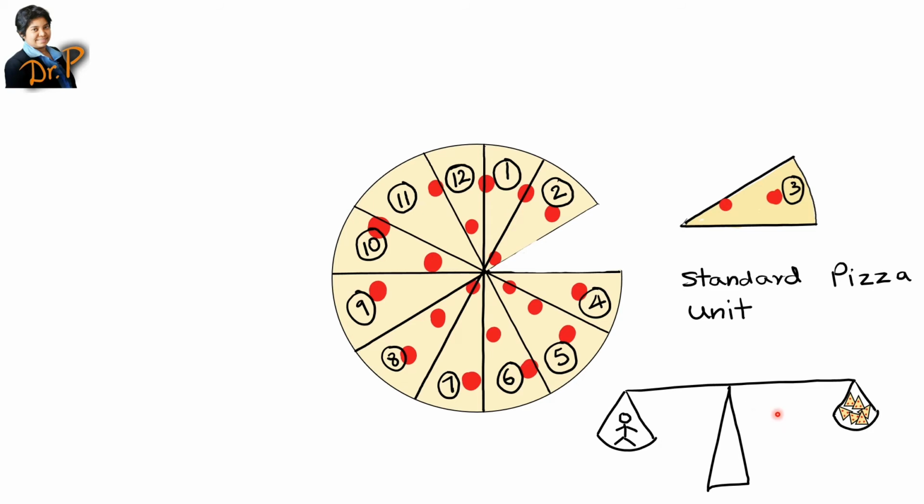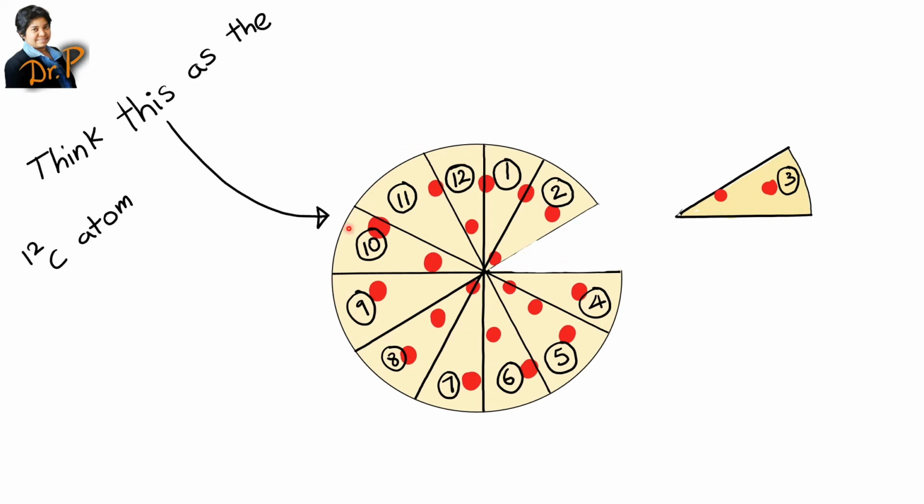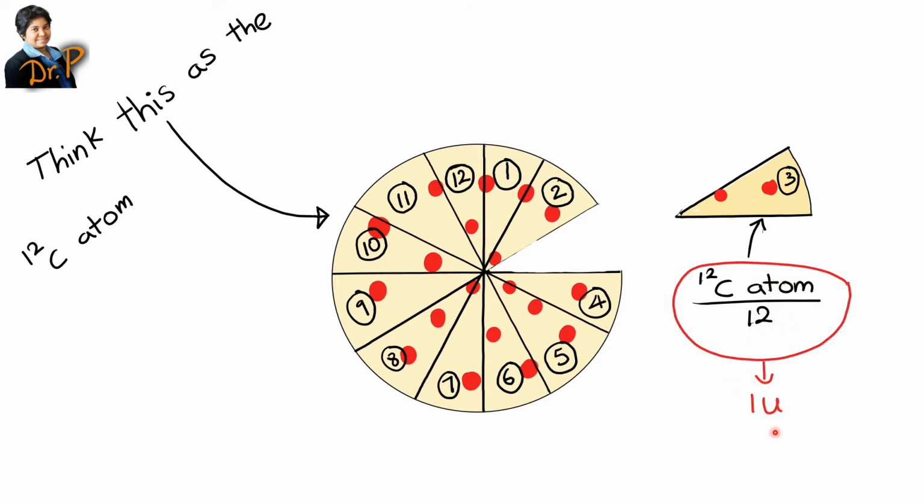Atomic mass unit is also used in a similar manner. Think of this as the carbon-12 atom, which we divided into 12 equal pieces, and this is the piece that we took out, which is 1/12 of the carbon atom, which we can identify as our unit, or 1 atomic mass unit, or 1 U. Now using this 1 U, we can compare the other atoms from other elements.